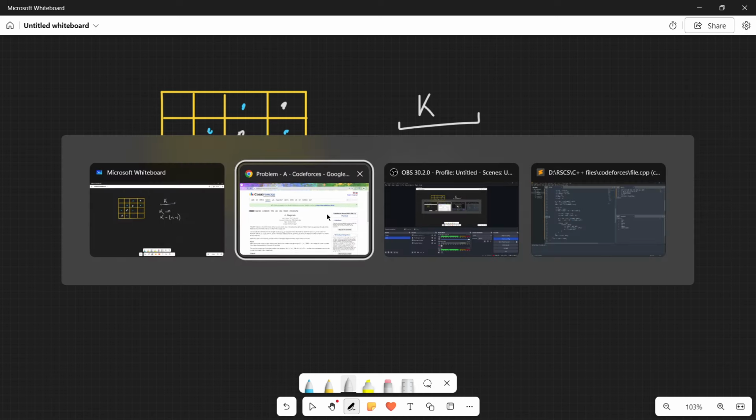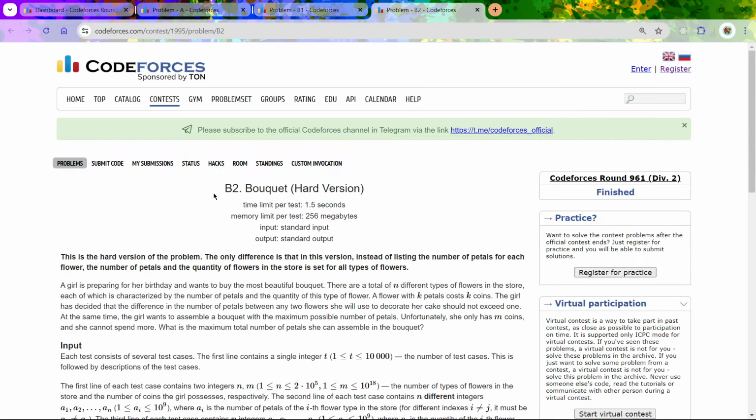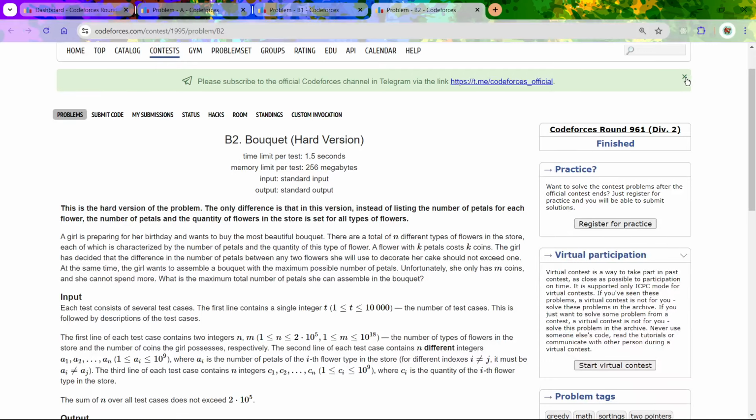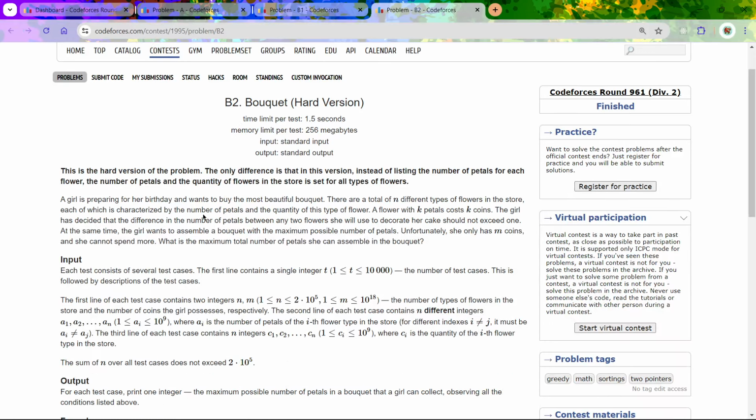So let's now discuss problem B, that is B2, Bouquet, the harder version. In this question you will be given n different types of flowers in a store, and each flower has a number of petals on it, and the cost of that flower is the number of petals on it. The girl says that the difference in petals between any two flowers in her set should not exceed one.